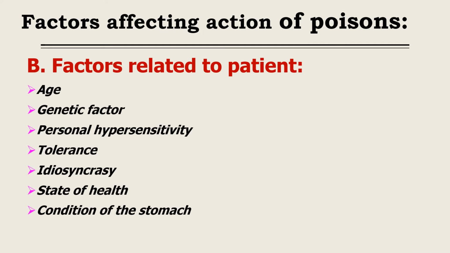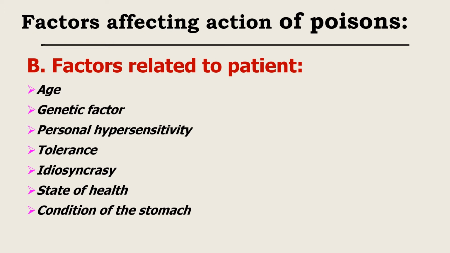The factors related to the patient or to the person himself. First of all, the age of the person: if we have a toxic patient who is old, a child, or an adult, which patient should we be worried about? Yes, the extremes of age, very young and very old, because very old patients almost have diseased organs. They have a diseased liver, diseased kidney, and so on, and so the organs do not function well.